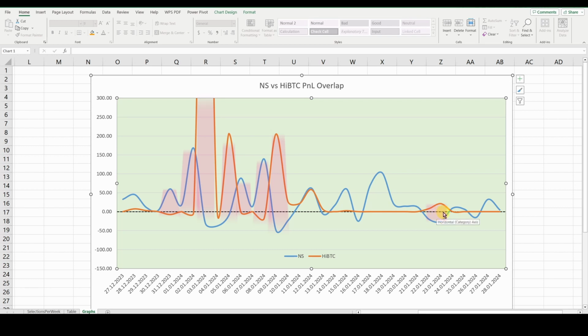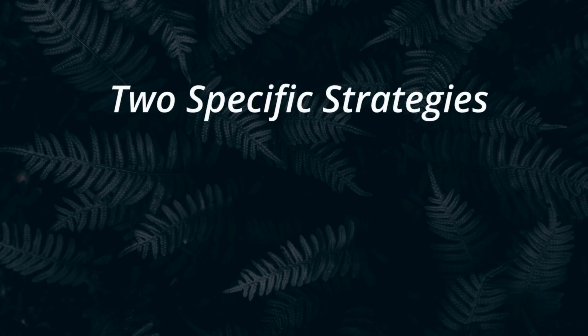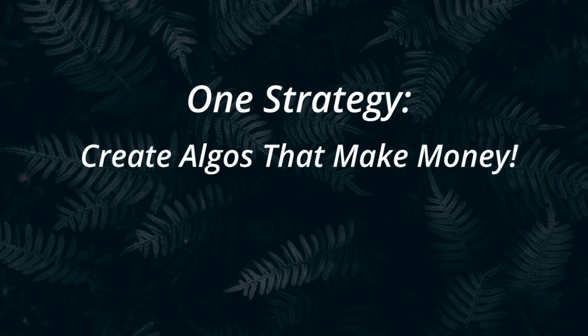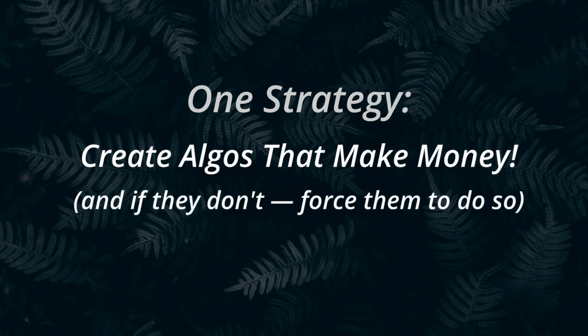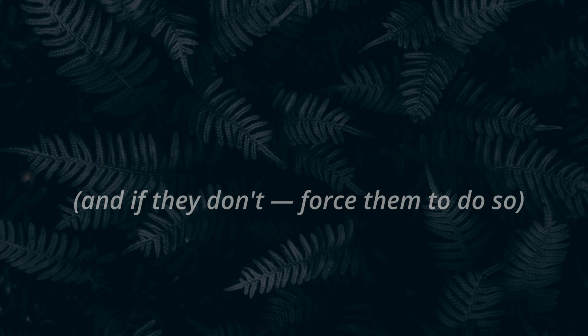What does this all mean then? Well, while doing this analysis, it suddenly dawned on me that I actually, in fact, have two specific strategies. When I was just starting out, I thought I had a strategy. Now I know what it was. It was called create algos that make money. And if they don't, force them to do so. That's it. I mean, seriously, look back at the old videos.